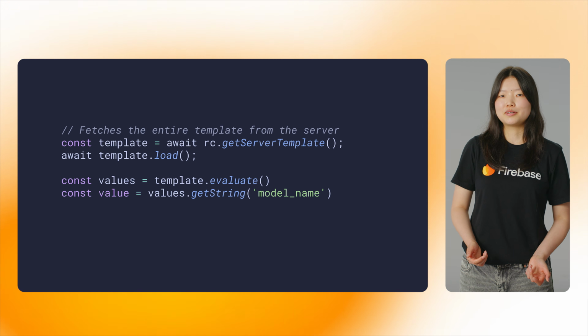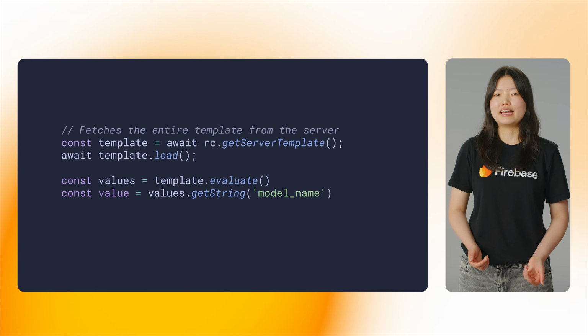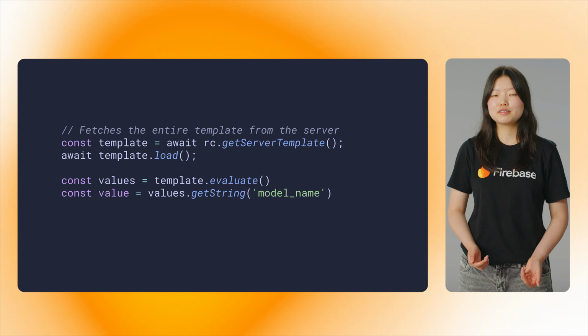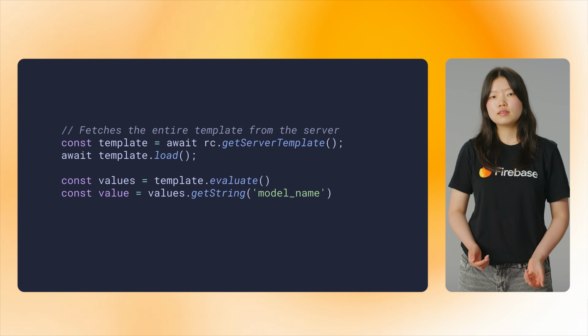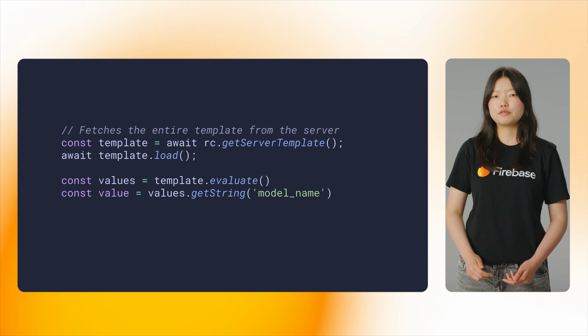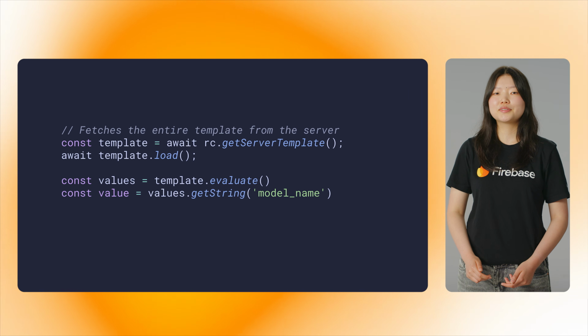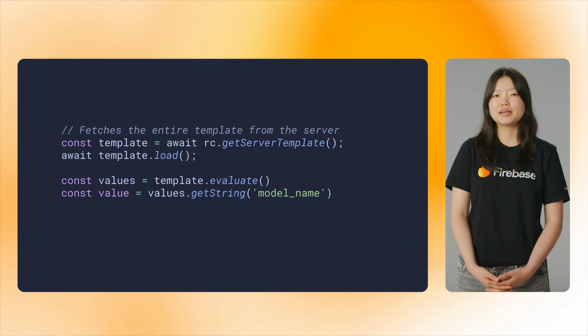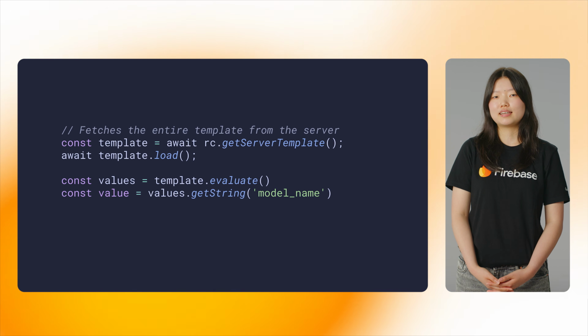In your server-side code, using the Firebase admin SDK, fetch the server template using the following code. This grabs the model name parameter that you set in server-side remote config and fetches its value so your users can use the latest model you set without needing to redeploy your backends.